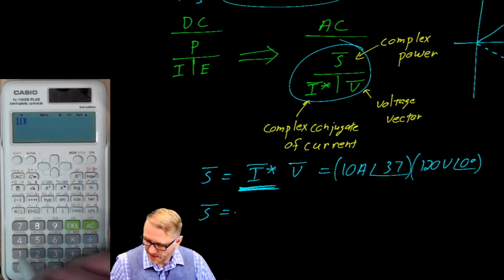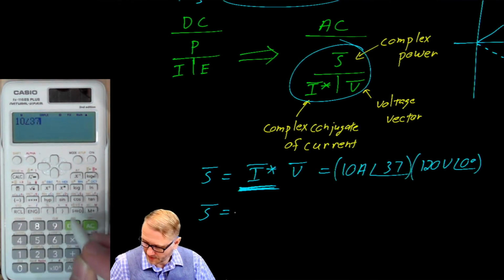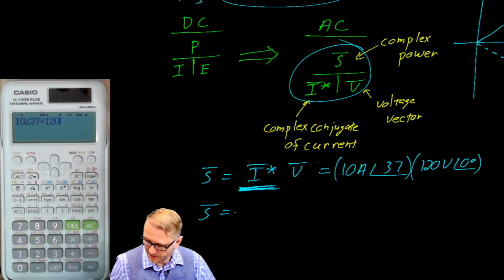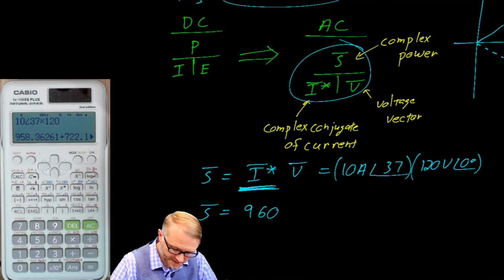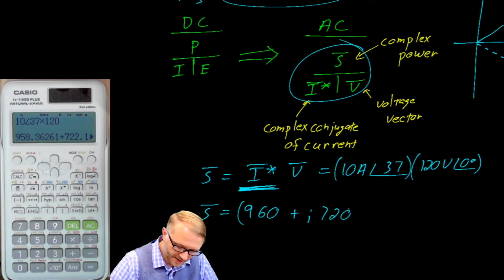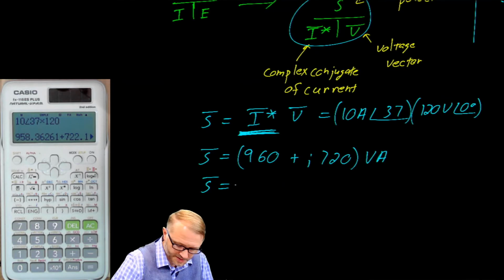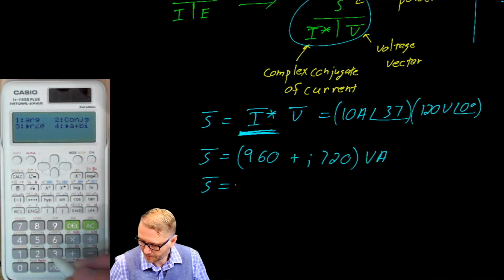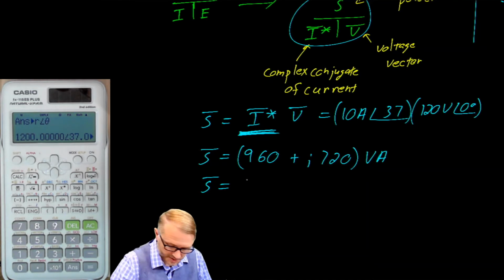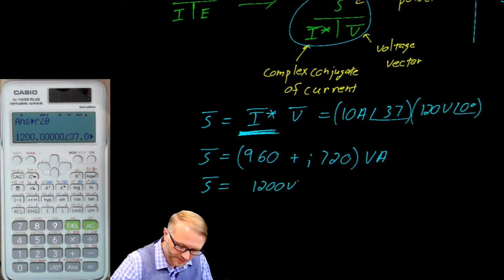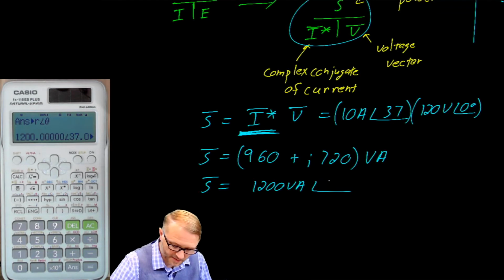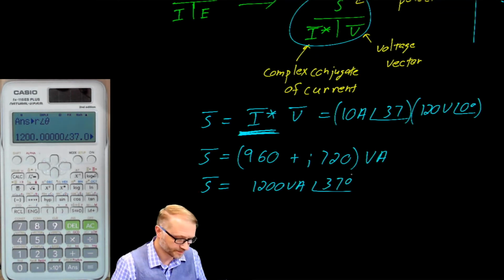We can solve for this as 10 at a phase angle of 37 multiplied by 120, which gives us about 960 plus j720, and the units for complex power are volt-amperes, or just VA. While we're here, we can also express this in polar form, which gives us 1200 volt-amps at a phase angle of 37 degrees.